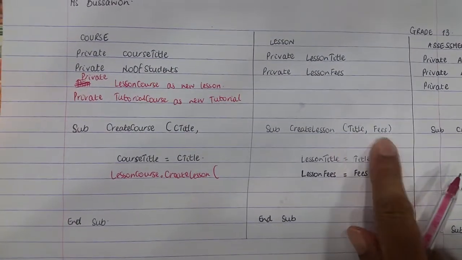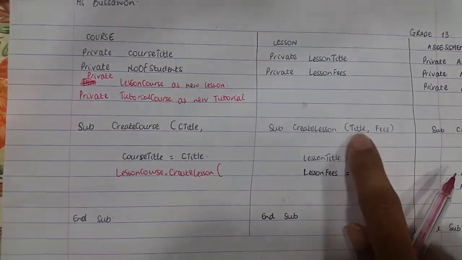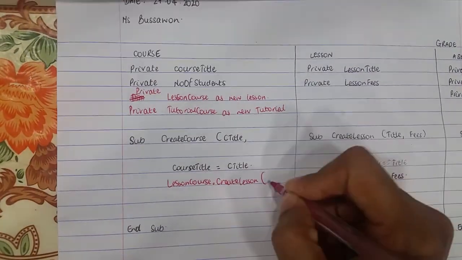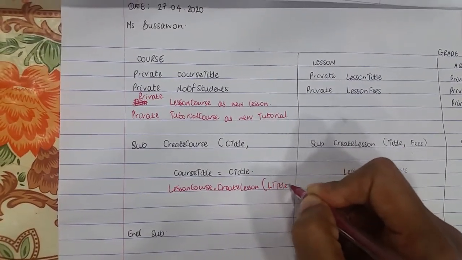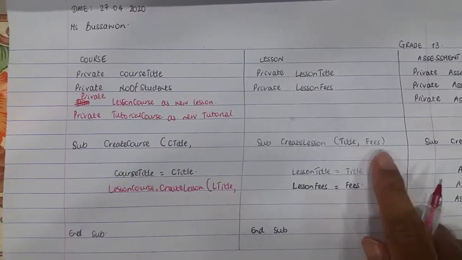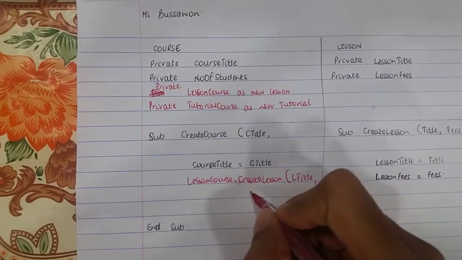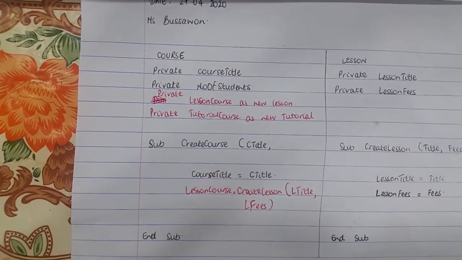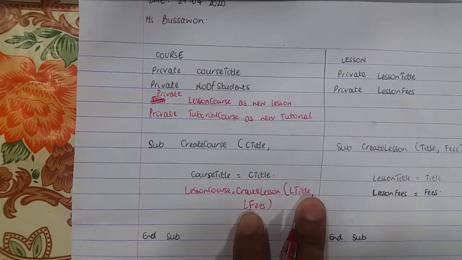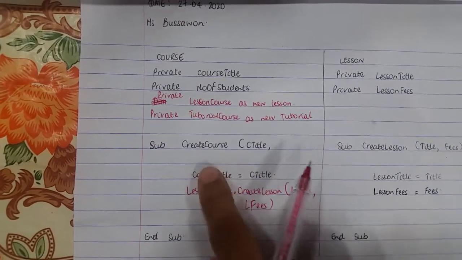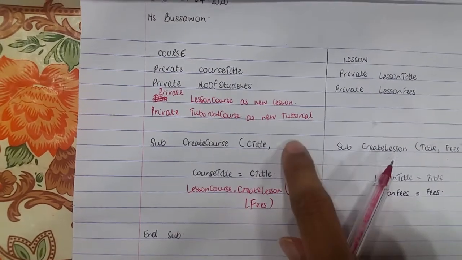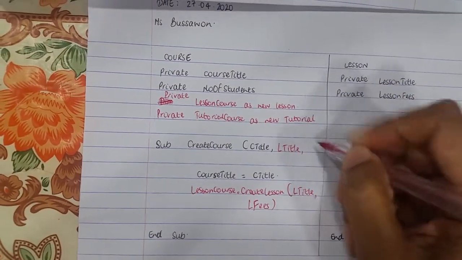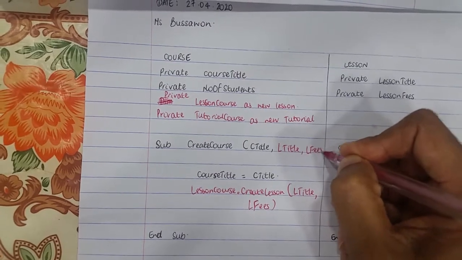Create lesson can ask for two attributes, pardon, two parameters. So I am going to write L title and it can ask for fees, L fees. Now where will I get these two? It comes from the moment it is in create course. So here it is going to be L title, L fees.